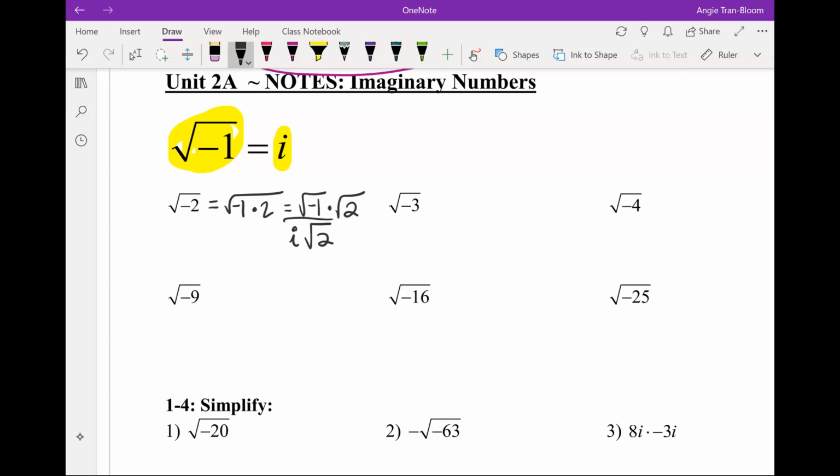And that is what we need to do every time we are solving and we see a -1 under a radical. That leaves us to square root of -3. What does that simplify down to? i root 3. You are correct. Okay. How about square root of a -4?